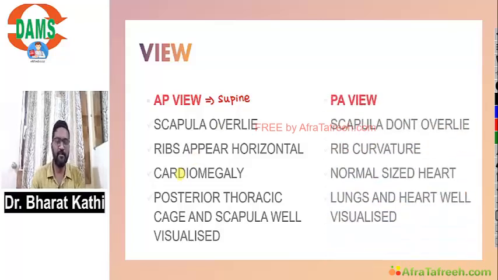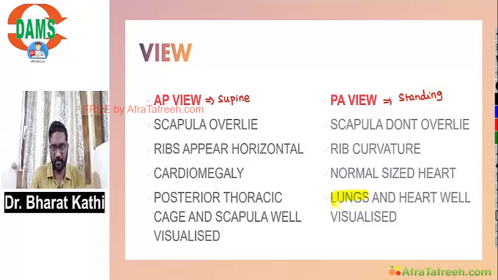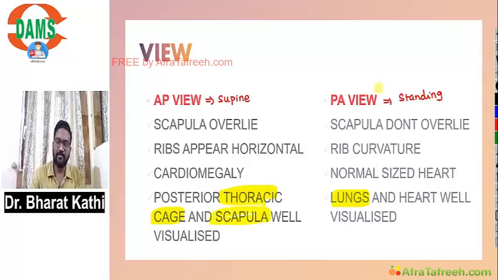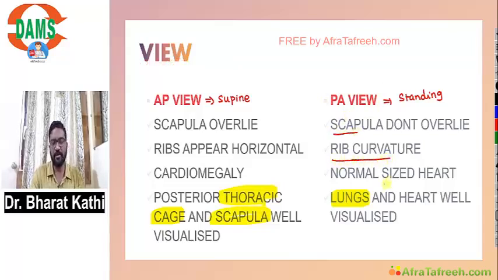Whereas PA view, it is generally done in standing position. Here, this is more for visualization of lung parenchyma. This is more for visualization of bones. And here scapulas will not overlie and the ribs will be more curved and normal sized heart.